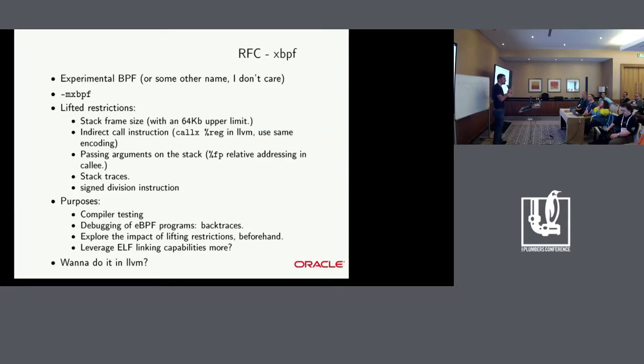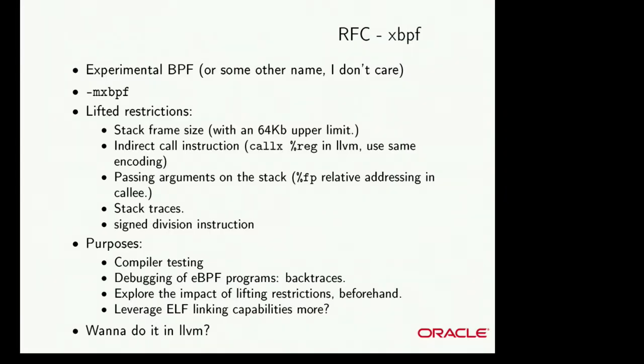The fact is this is a virtual architecture, right? So I need to be able to change the stack frame size so I can compile C functions with, for example, a lot of local variables. I need an indirect call instruction. I noticed that in LLVM you are actually generating one, and I will use the same encoding that you are using, because why not?